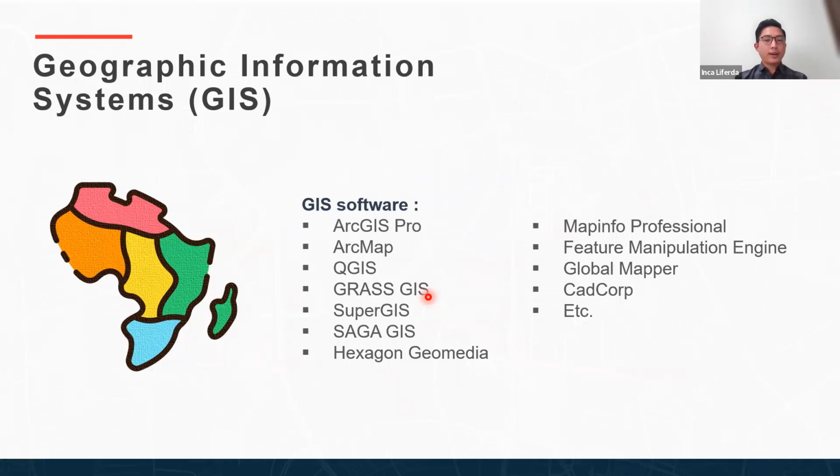Then the software, there are a number of softwares. For example, ArcGIS Pro, ArcMap, QGIS, or Quantum GIS, and many other software. And in this class later, I will explain the features of the GIS using ArcMap.